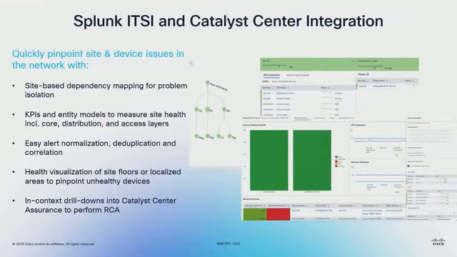So ITSI is an application that you install, and then you have these content packs. And the Catalyst Center content pack was released in San Diego at Cisco Live this year. What it does is enable us to have these site-based dependencies and KPIs to visualize my services. So what I'm looking at here is from an infrastructure perspective. But there are other content packs that you can add in that will give you different types of views and merge it into what we see here.